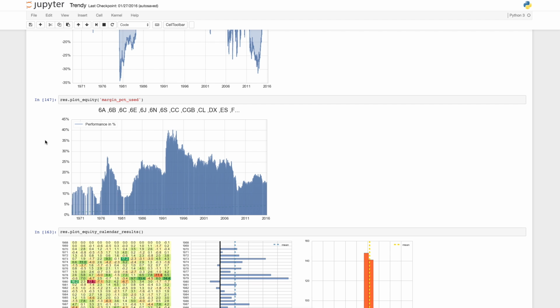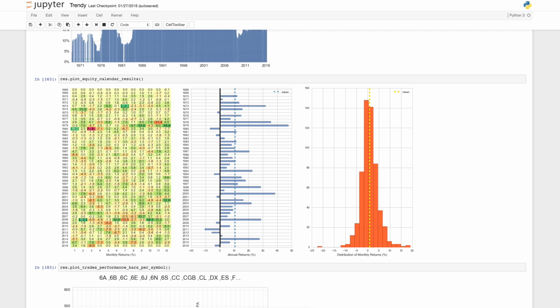Here's another interesting statistic, looking at the margin used in percentage. So how much of the margin did we use? Again, we started here with a $10 million account. And the highest margin we used was about 40%. Let's have a look at more details.